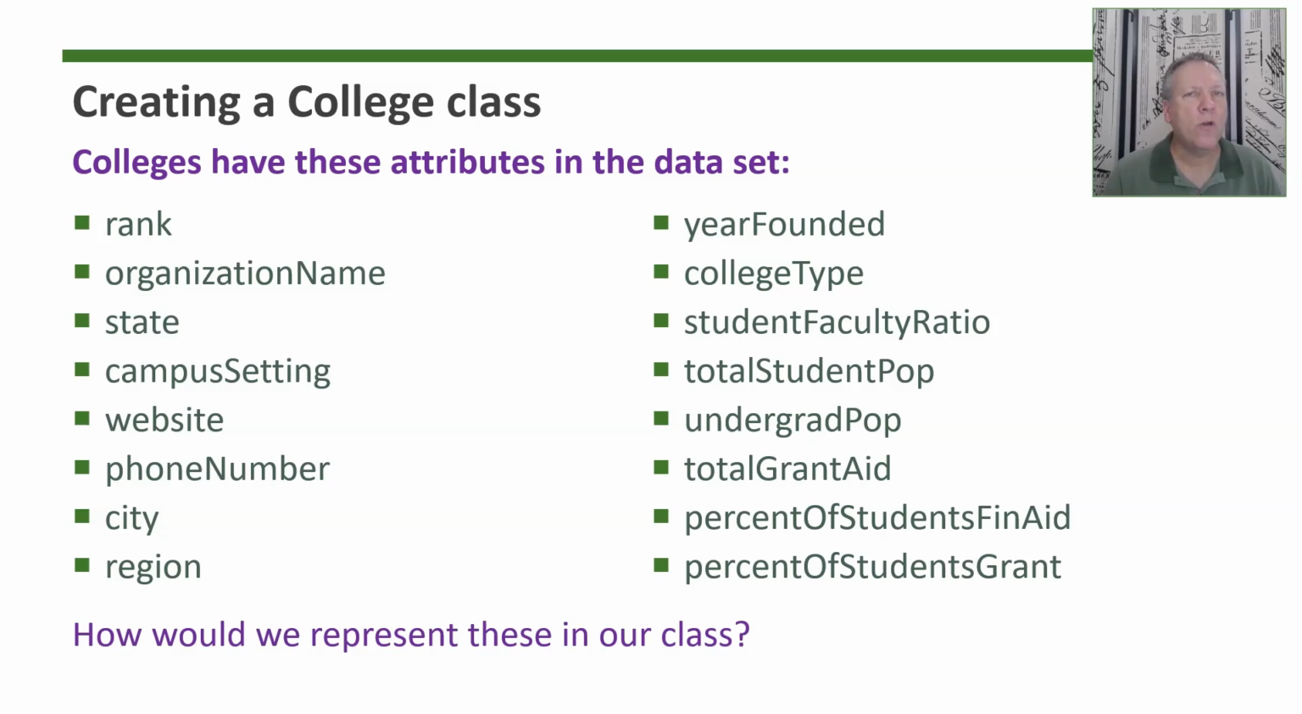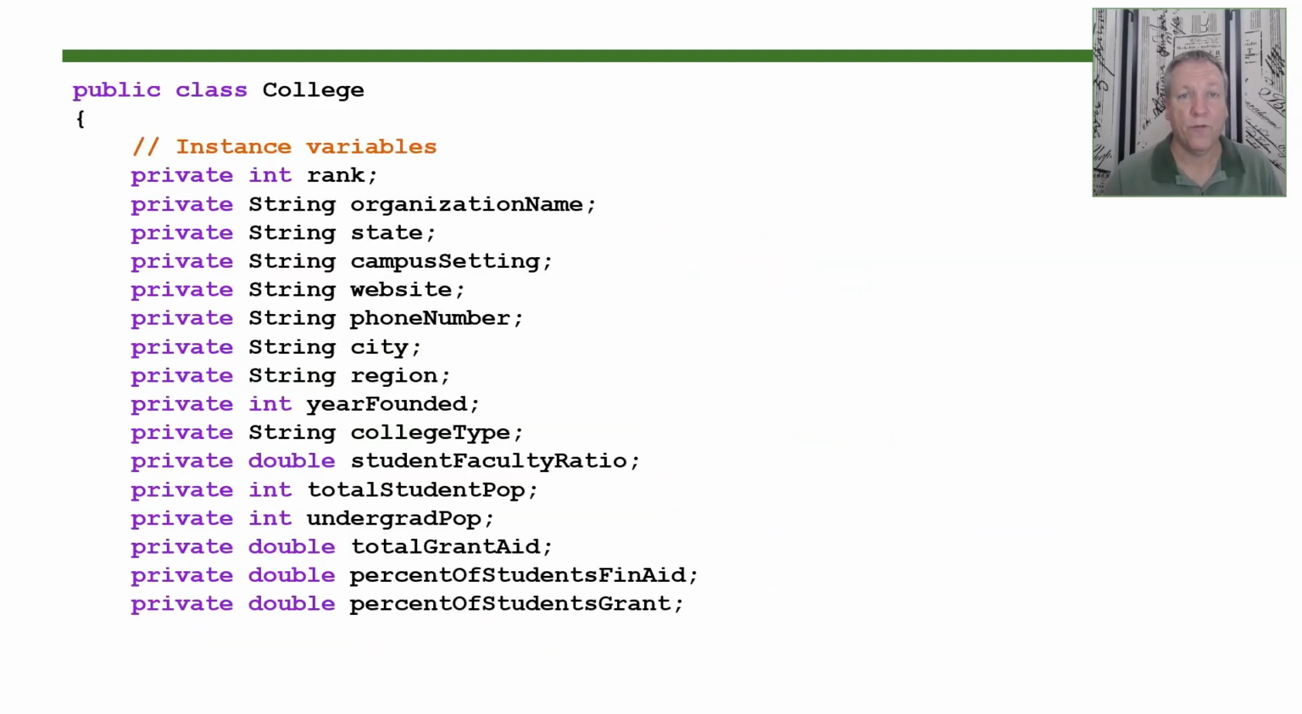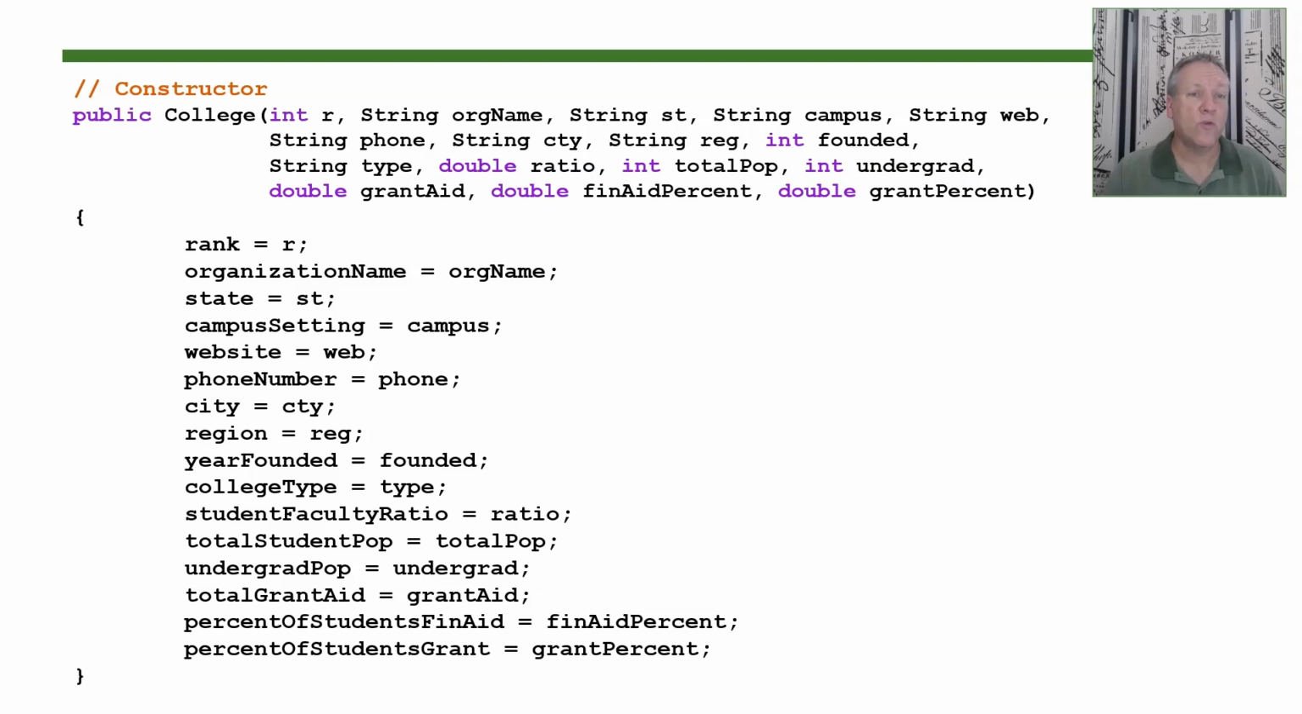Now, how could we represent those in our college class? Well, they're going to be instance variables, right? So here's the beginning of a class I have started called College. And notice I have instance variables for each one of the elements that are in my data file. So there's a large amount of information that I'm tracking here. Also, I've got a constructor with 16 parameters that initialize my 16 instance variables.